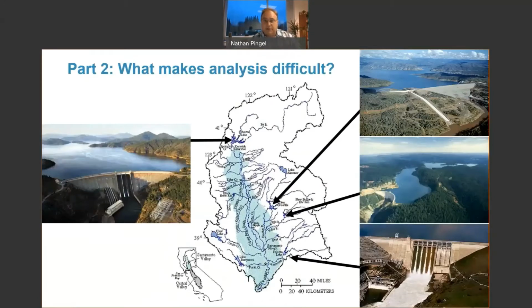Another part of the analysis that is really complex is our reservoir system. Some of you, this is kind of a little bit of a quiz that I like to ask, who knows this reservoir? It's Shasta. It's about a 4.5 million acre feet reservoir, water supply, and flood control.